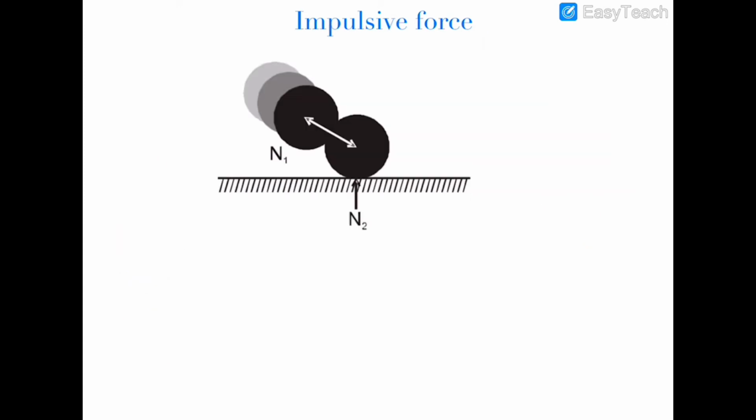Now in the next diagram, you can see that during the collision a huge force is developed, and this force is N1, the contact force between these two balls, and due to this N1, N2 would also increase. Therefore in this case, both N1 and N2 are impulsive.